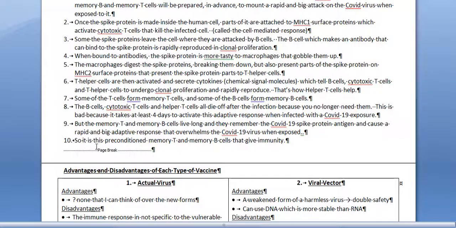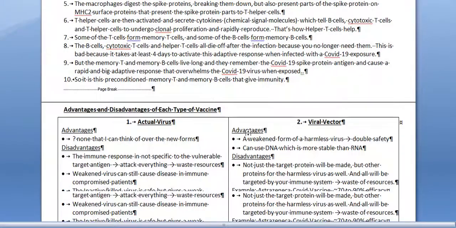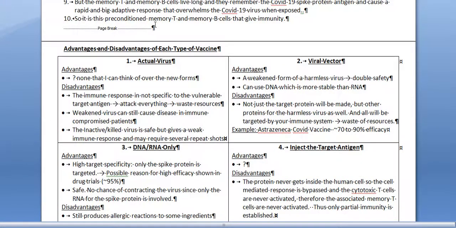So this is a preconditioning of the memory T and memory B cells that give immunity, right? So that's what vaccines do, right? You get these memory T and memory B cells all prepared, so when you see the real deal, it whacks it right away.